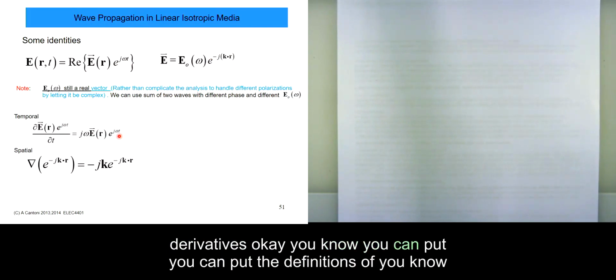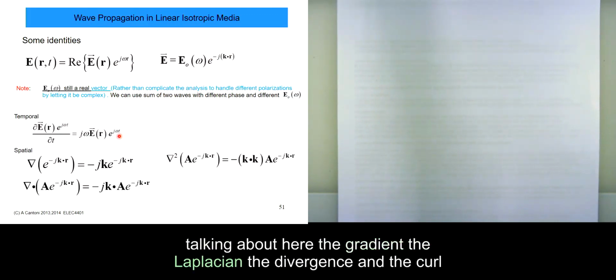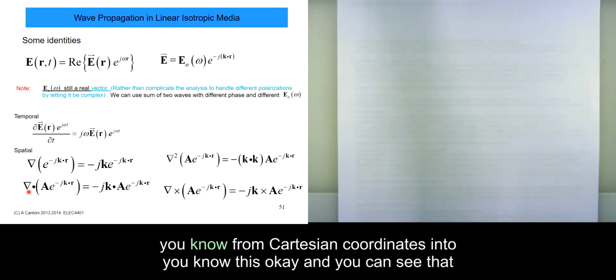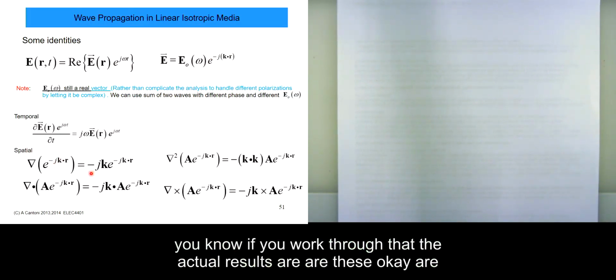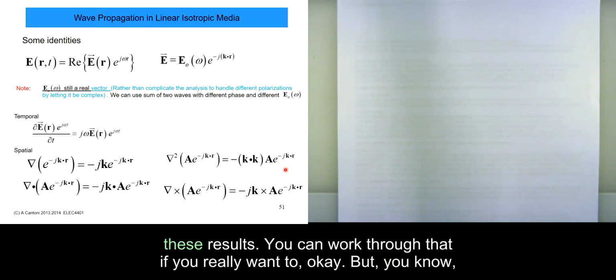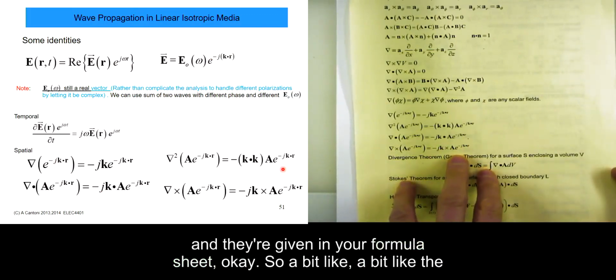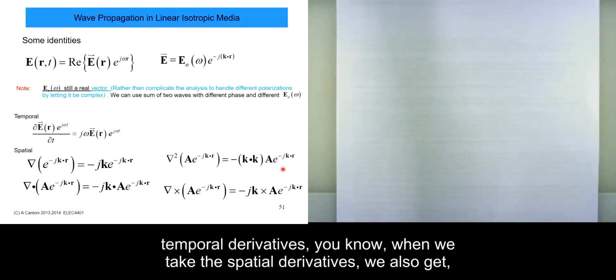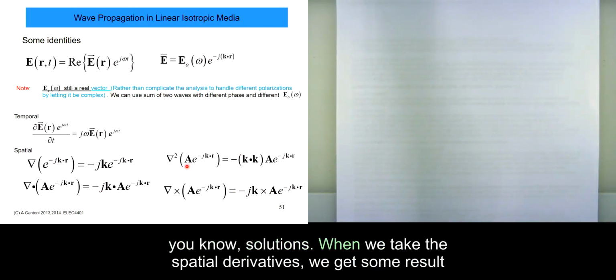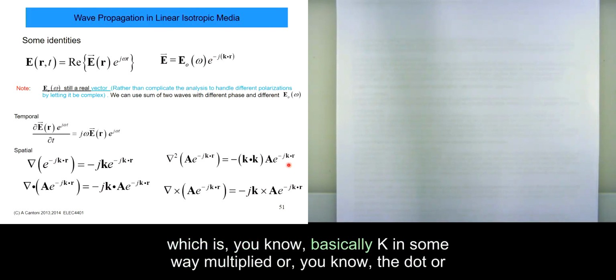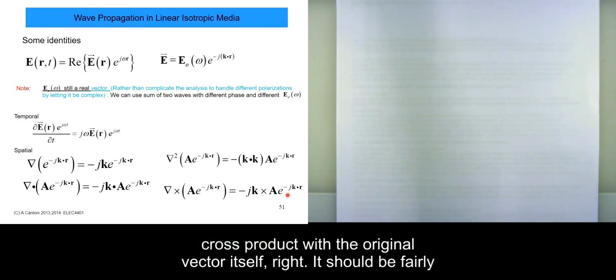You can put the definitions of the gradient, the Laplacian, the divergence, and the curl from Cartesian coordinates into this, and if you work through that, the actual results are these. You can work through that if you really want to, and they're given in your formula sheet. So, a bit like the temporal derivatives, when we take the spatial derivatives, we get some result which is basically k in some way multiplied, or a dot or cross product, with the original vector itself.